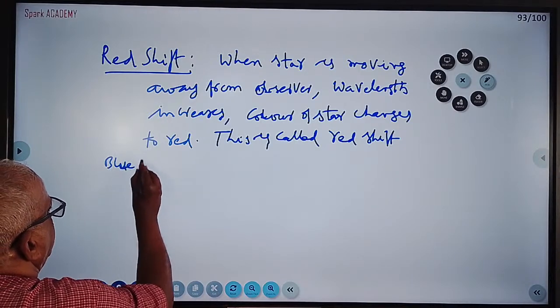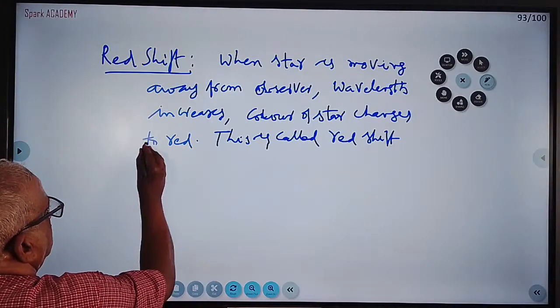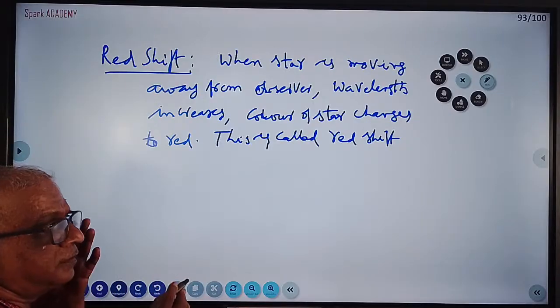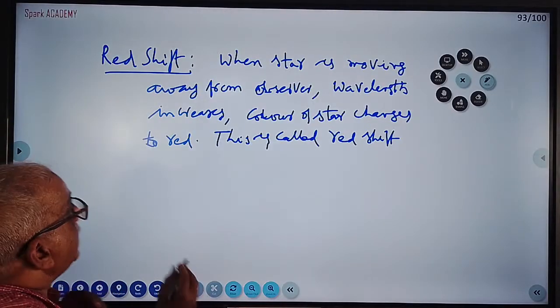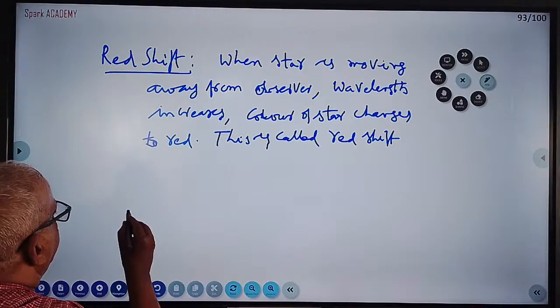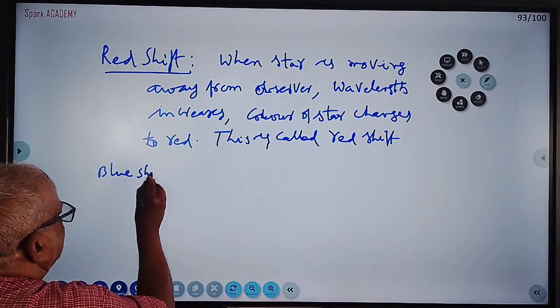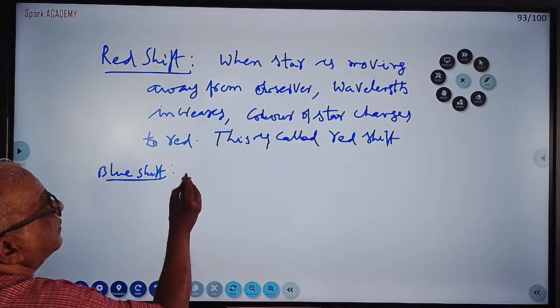Why am I not writing yellow shift? Why not violet shift? Violet is not very visible to the eye, because of that, violet and indigo are left out and blue is used. Blue shift. What is blue shift?